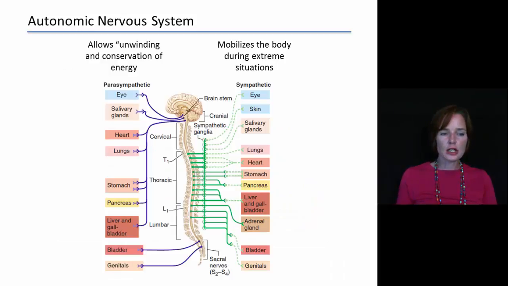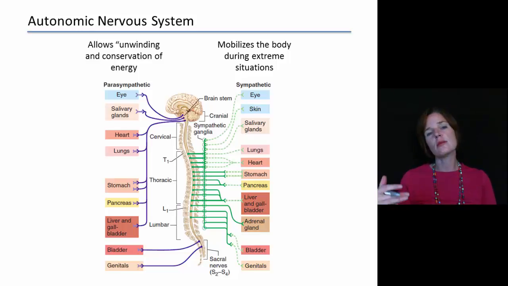If we look at this a little bit closer, in the autonomic nervous system, we have portions that allow the unwinding and conservation of energy. This is what we call the parasympathetic portion of the autonomic nervous system. And then we also have what we call the sympathetic portion. This is going to be mobilized during extreme situations. If we are responding to some extreme situation, these are going to automatically respond. We don't have to think about it and make that response happen. Our body's going to automatically do it for us.